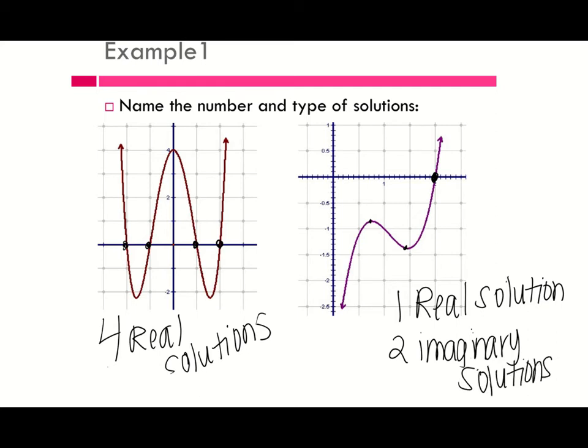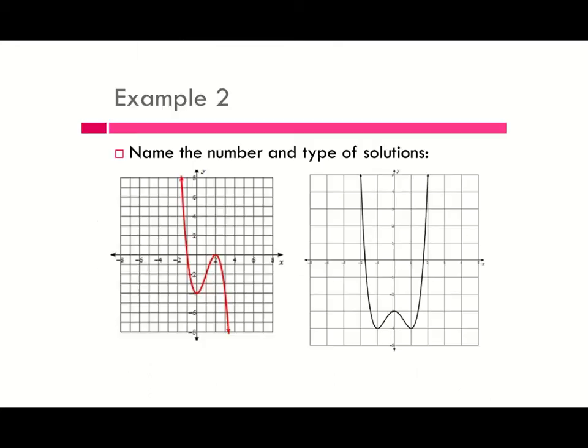So identify what degree it's going to be, and then identify how many x-intercepts you have. The x-intercepts are real solutions, and then based on your degree, you know how many others have to be imaginary solutions. So you've got 2 more examples here. So go ahead and answer what the types of solutions are and how many of each for both of these graphs, and then go ahead and play the video to get the answers.